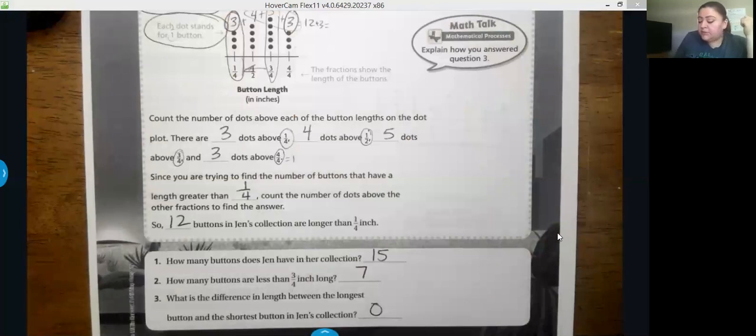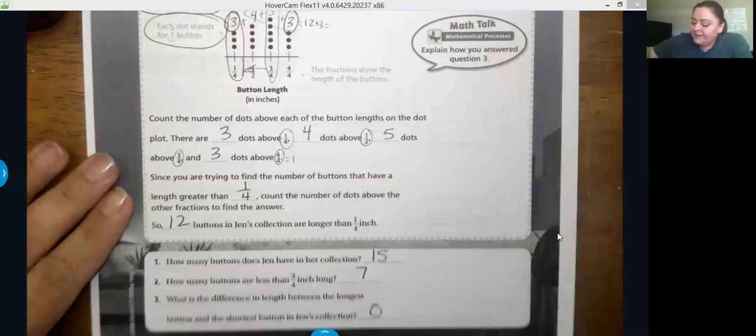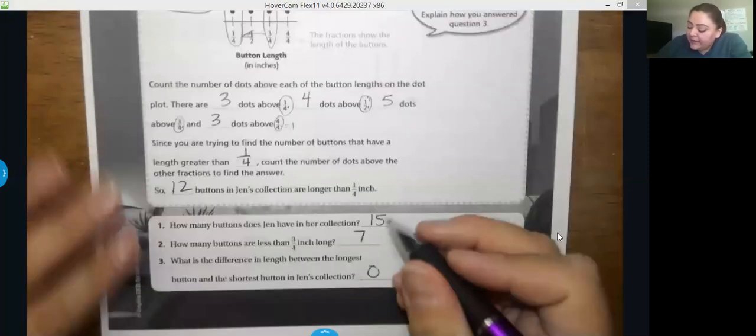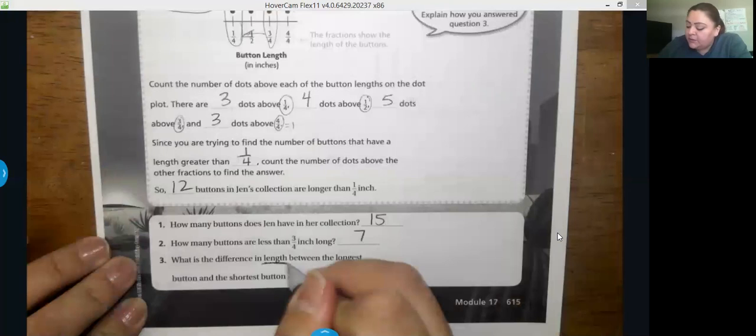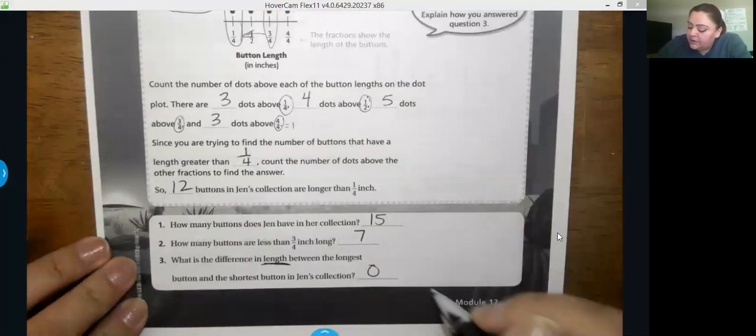So this is just a few different questions with, oh, I'm sorry, I actually answered that wrong. So what is the difference in length? That's what I was looking for, between the longest and the shortest. So longest and the shortest.